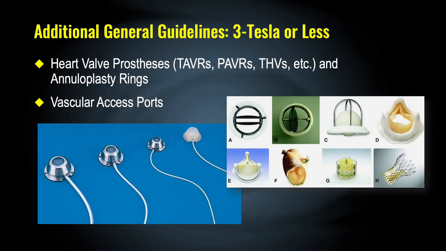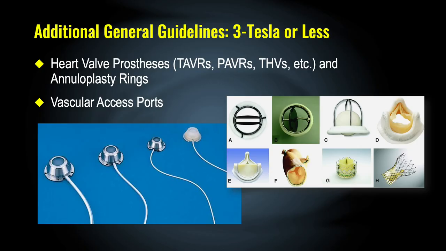Additional general guidelines are also available for heart valve prostheses, annuloplasty rings, and vascular access ports, which may be found on my website, mrisafety.com. For the heart valve prostheses, the information applies to all versions, including transcatheter aortic valve replacements or TAVRs, transcatheter heart valves, and other similar heart valve prostheses used during minimally invasive procedures. Note that these guidelines must be reviewed on an annual basis to confirm that no passive implants in the categories that I presented have become available that are labeled MR unsafe.